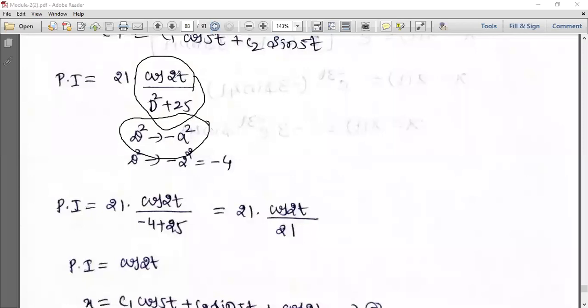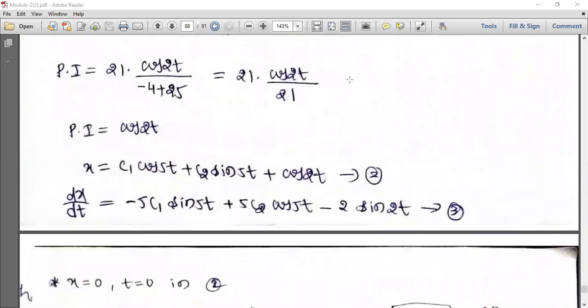Here a is nothing but the coefficient of t. So d square is replaced by minus 2 square, that is minus 4. Therefore, 21 into cos of 2t divided by d square plus 25. What is d square? d square is minus 4 plus 25. So that is equal to 21 into cos of 2t divided by 25 minus 4, that is 21. So I got the particular integral.